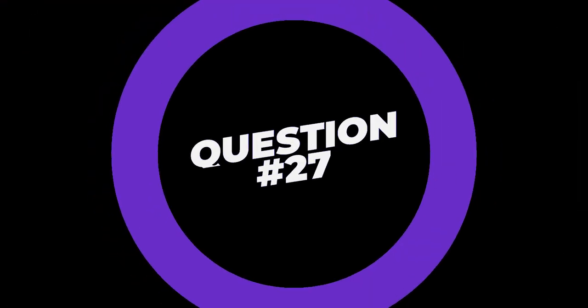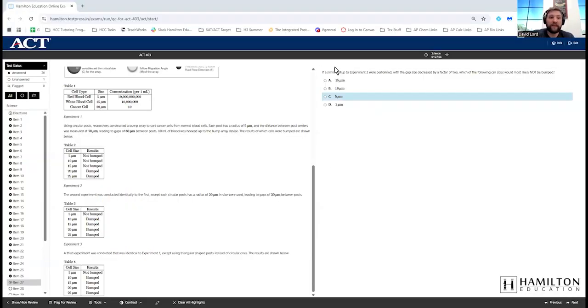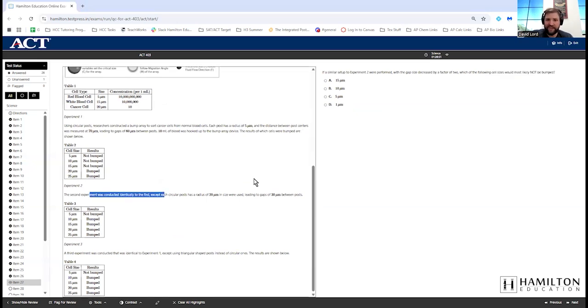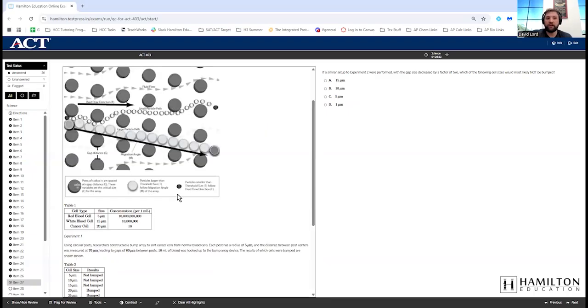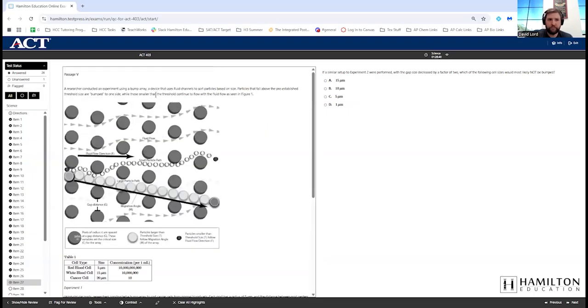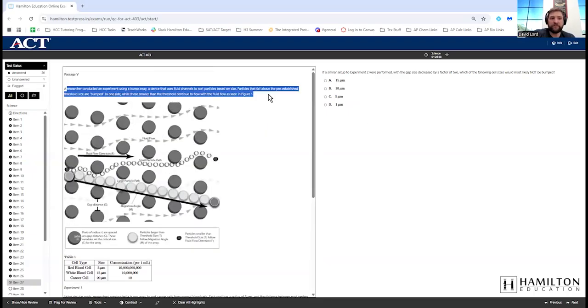So if a similar setup to experiment 2 was performed, so we want to look at how this experiment was set up, with the gap size decreased by a factor of 2, which of the following cells would not be bumped? Okay, so I don't know what's going on with those terms. So we could look here and say the gap size decreased, but I don't know if decreasing the gap size will make it be more bumped or less bumped. So I could skip this question and come back to it, or I could spend some time reading about what the words are. So an introduction of the material.